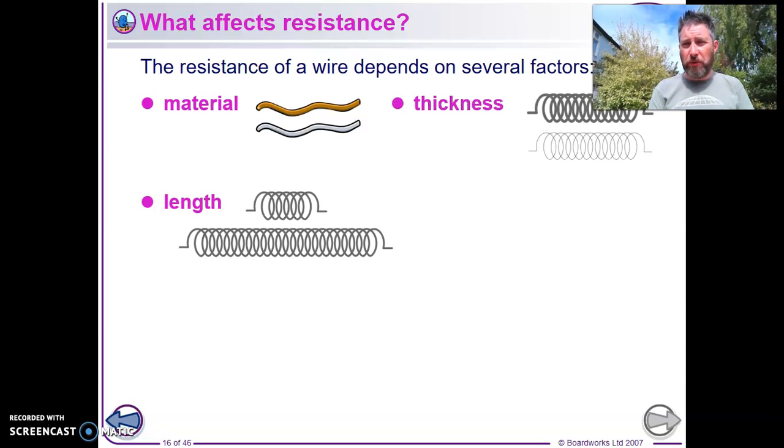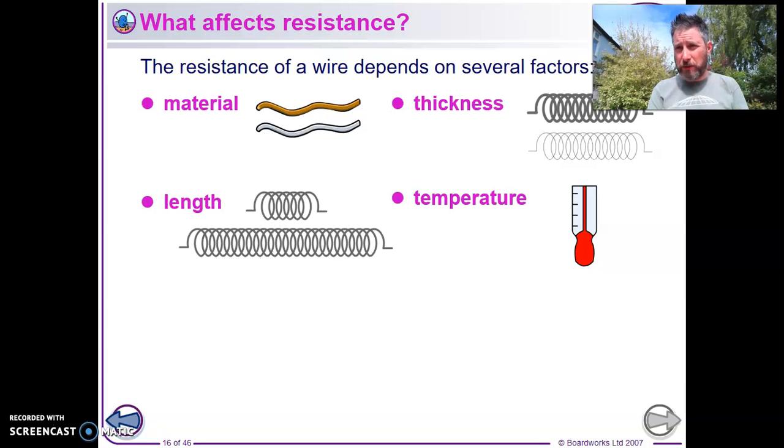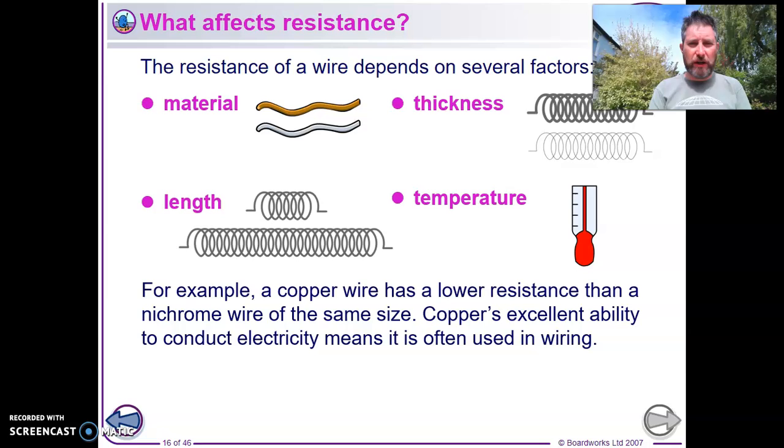The thickness of the wire will make a difference. And the temperature will also make a difference as well. And that's why the bulb didn't obey Ohm's Law, because the bulb got hot, and when it gets hot it changes the resistance. Okay, so copper, for example, has a lower resistance than nichrome wire because it's a different material, and that's why we use it a lot in wiring.